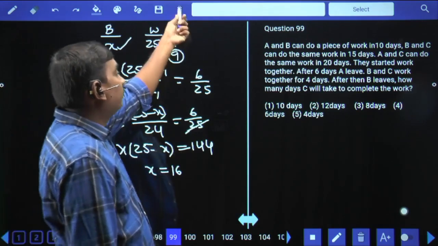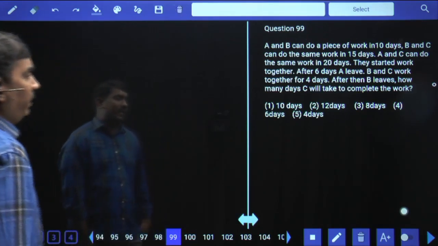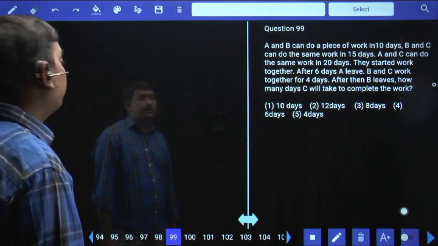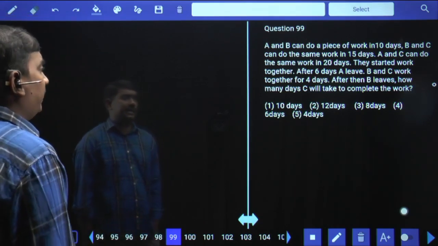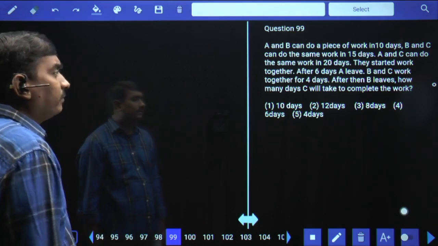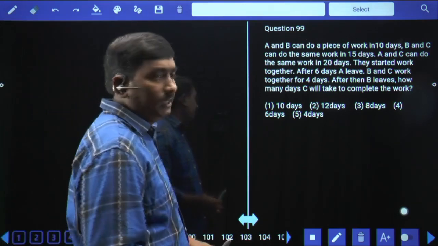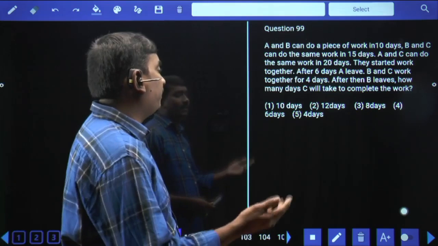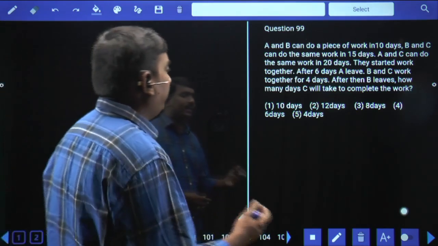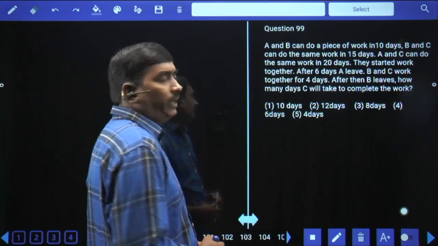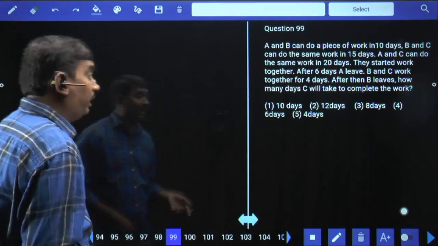A and B can do a piece of work in 10 days. B and C can do the same piece of work in 15 days. A and C can do the same work in 20 days. They started work together. After 6 days, A left. B and C worked together for 4 days. After that, B left. How many days will he take to complete the remaining work?